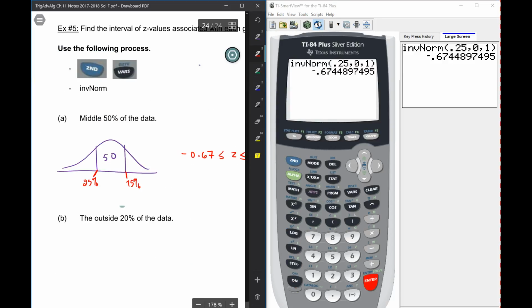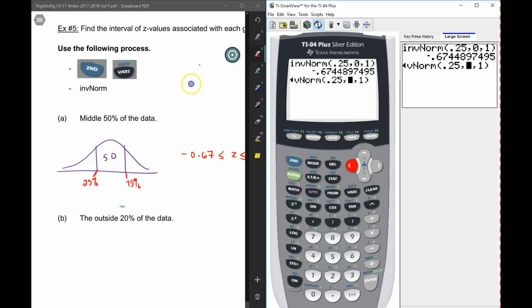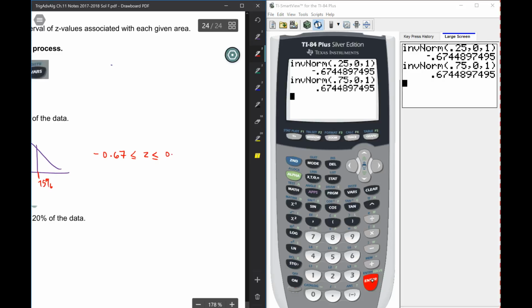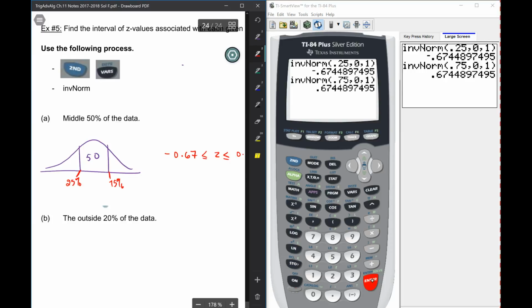All right, so now I do the same thing. You could do control enter and bring the same thing back. And here, just switch it to 0.75. And I get 0.67. Okay? All right, so let's do that again.